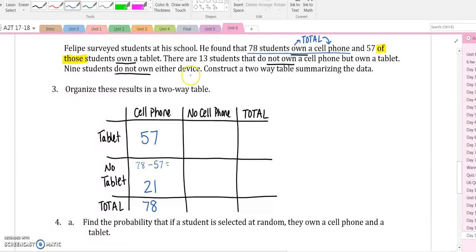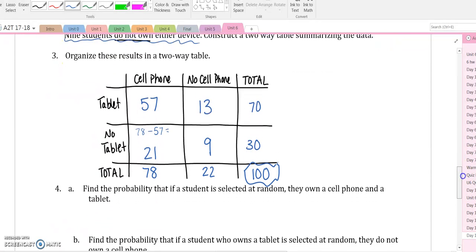All right, same thing with the next few sentences. There are 13 students that do not own a cell phone, but own a tablet. So no cell phone, yes tablet. And then there are 9 students that don't own either device. So 9 for no and no. And then I should be able to find the rest of my totals. 22, that's 70, and 30. And my overall total, I'll just add 2 of these totals up, 70 and 30, that's 100. So 100 total students.